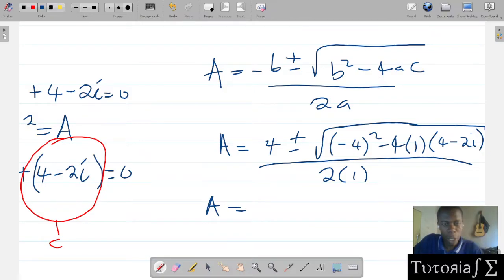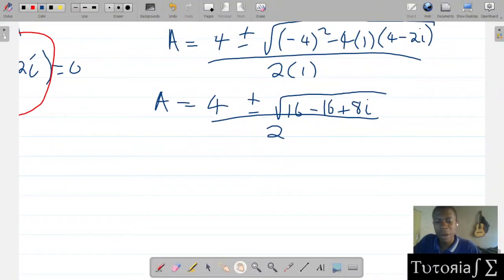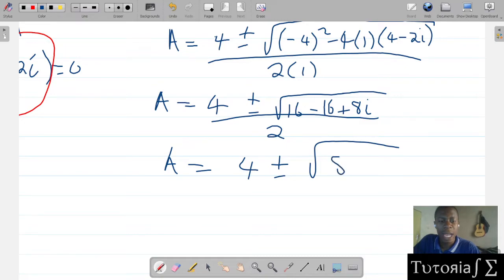to, so let's simplify, this is 4 plus or minus root of, this would be 16, negative 4 times that would be negative 16 plus 8i, all over 2. All right, so now our A becomes 4 plus or minus root of 8i all over 2. So that is our A.